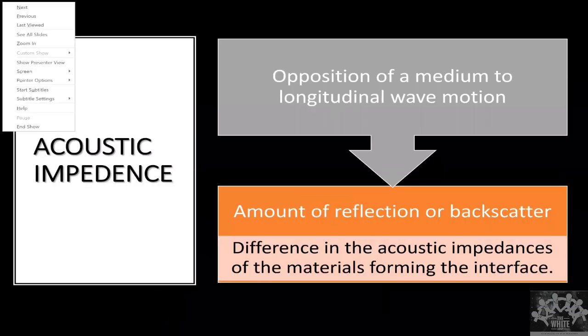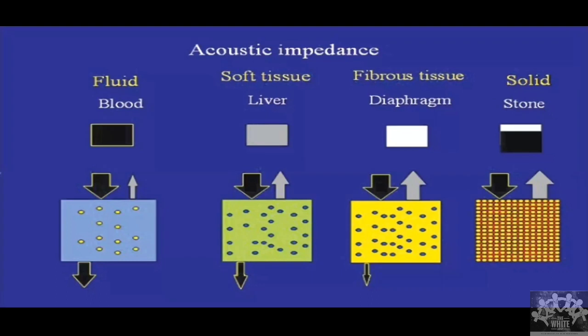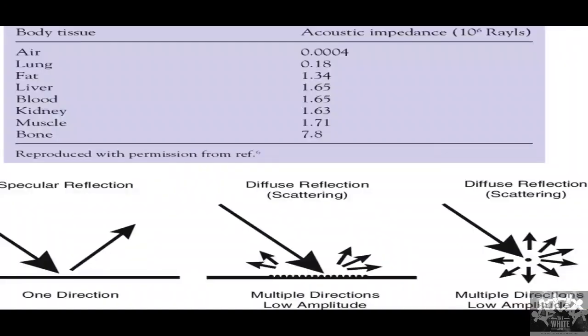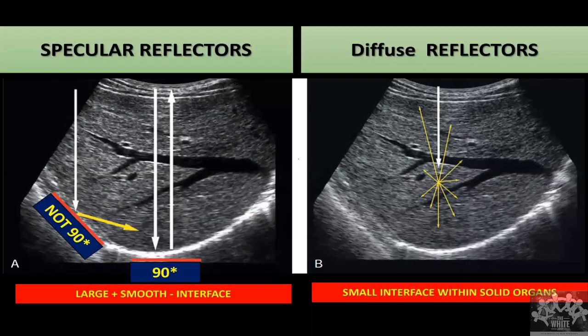Now the acoustic impedance of different structures is different, and this gives the acoustic impedance. See, the acoustic impedance of air is very low, 0.0004, very low resistance, whereas bone is 7.8. Soft tissue is in between, around 1.3 to 1.6. See how much the difference is. When there is an interface like air or bone, we will see high reflectivity. Both will look very bright on imaging.